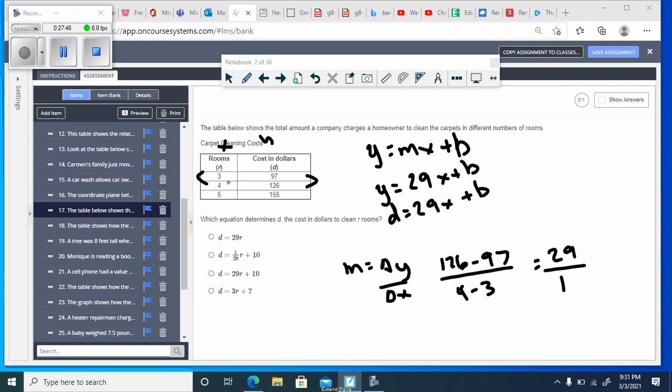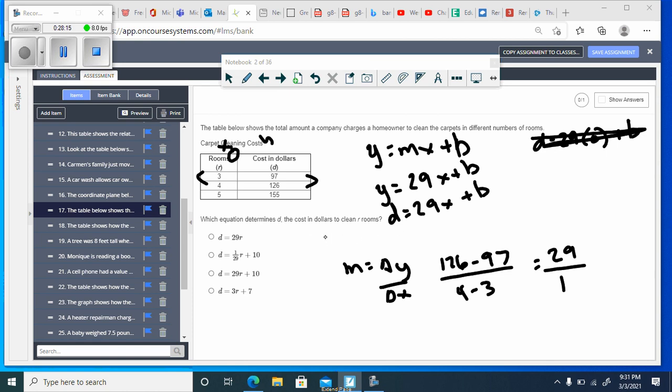Well, if I put in 0 here, let's see, if I have 0 rooms, let's see what our b would be. D is equal to 29 times 0 plus b, all right? We don't know what our d would be. So that's not going to get you there, is it? Okay, so let's not do that. Let's try putting in a point and seeing what we get.